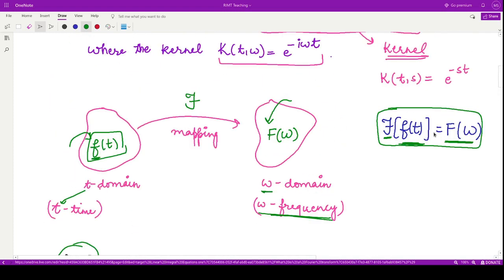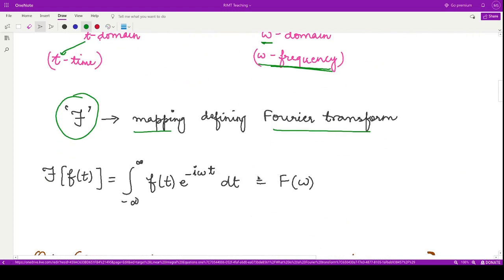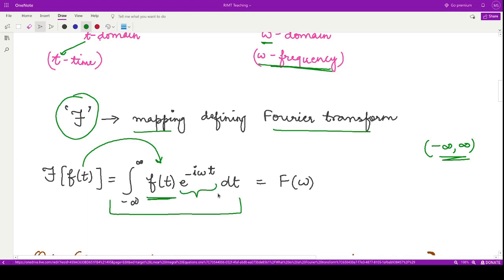Mathematically, how is this operator defined? You just replace this kernel by e to the power minus iota omega t. Therefore the Fourier transform of the function f of t becomes equal to the integration from minus infinity to infinity. Notice here that the interval of integration is the whole real line, so your function is defined on the whole real line. So the Fourier transform of this function is the integral from minus infinity to infinity of this function, as such, into the kernel dt, right? And we call the whole of this thing capital F of omega. This is the notation that we use.